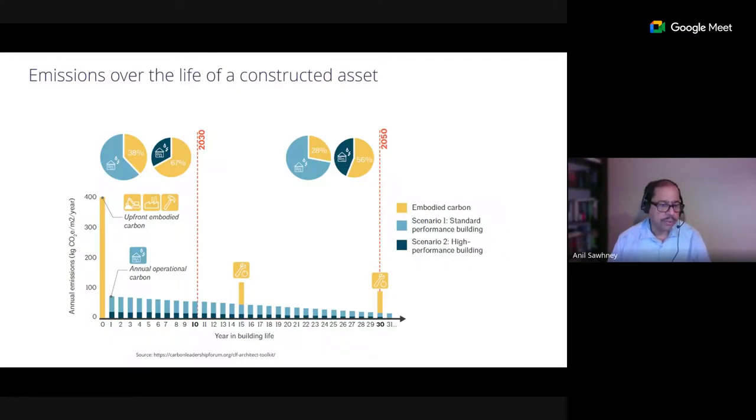There are two blue bars. One is a standard performing building, and the other one is a high performance energy efficient building. Anyone want to take a guess? Why do we have decreasing blue bars? Why are they not constant? Because a building, if you meter it, is going to use the same amount of energy every year, right? Unless we change something. But why is it constantly decreasing? Any guess? Anyone in the room? Any guesses?